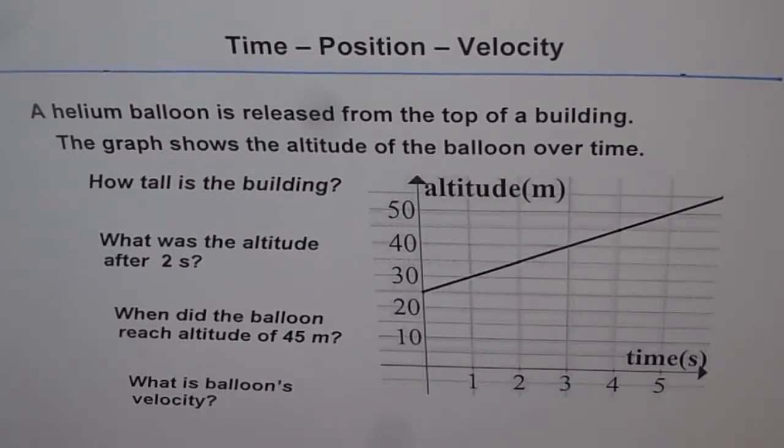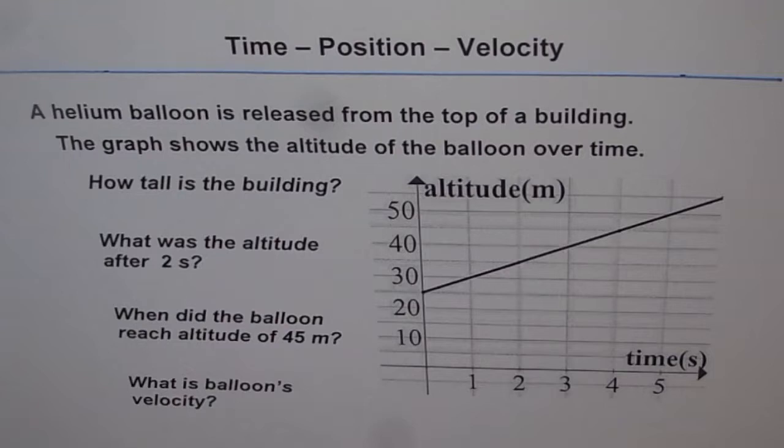Time, position, velocity. A helium balloon is released from the top of a building. The graph shows the altitude of the balloon over time. So have a close look at the graph.